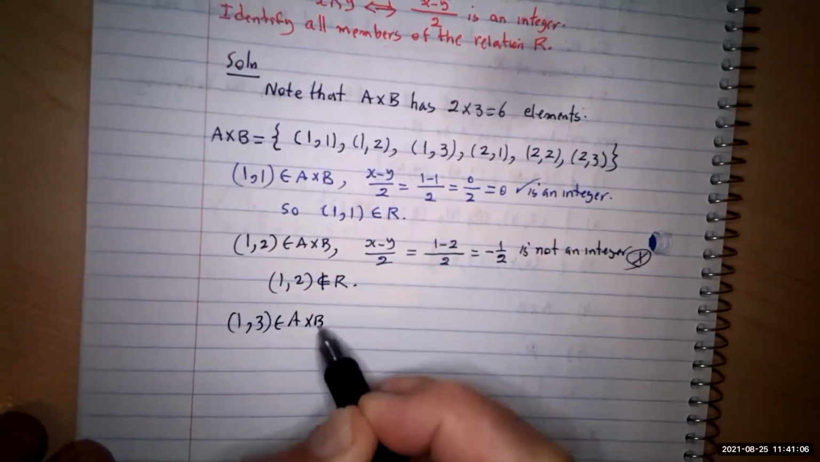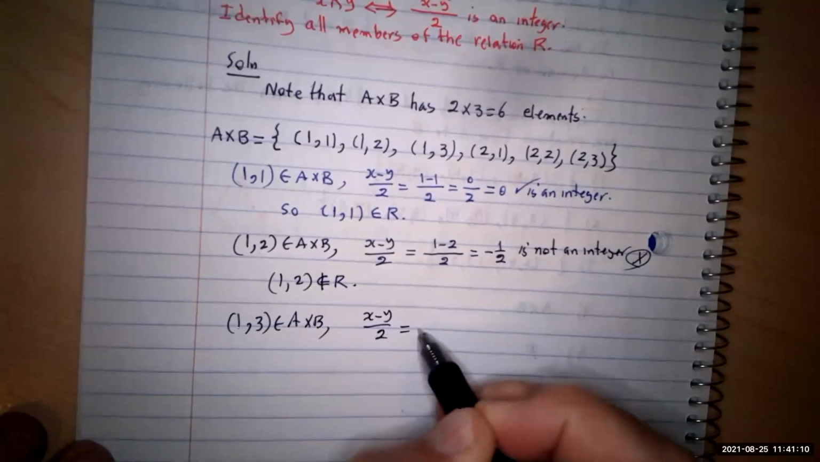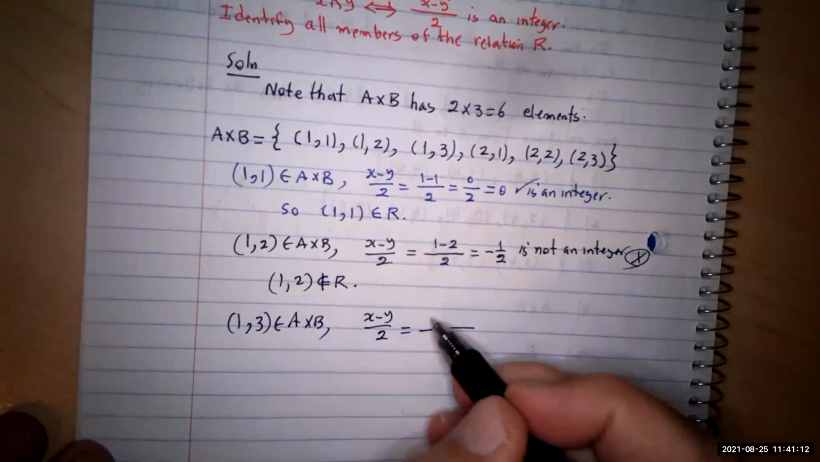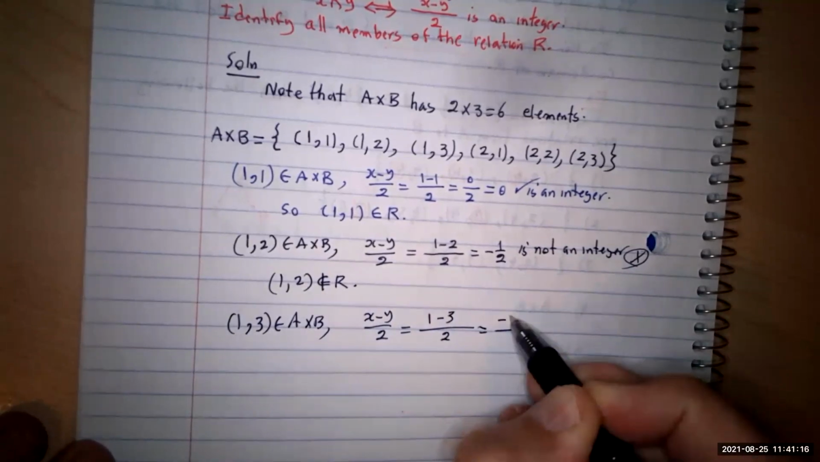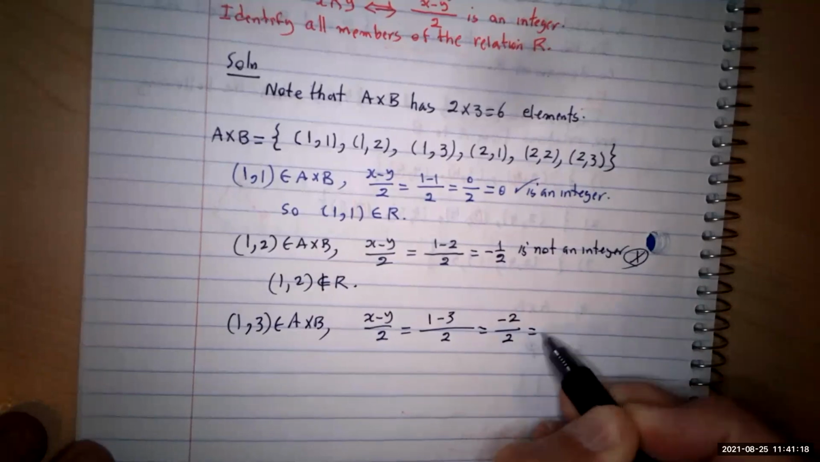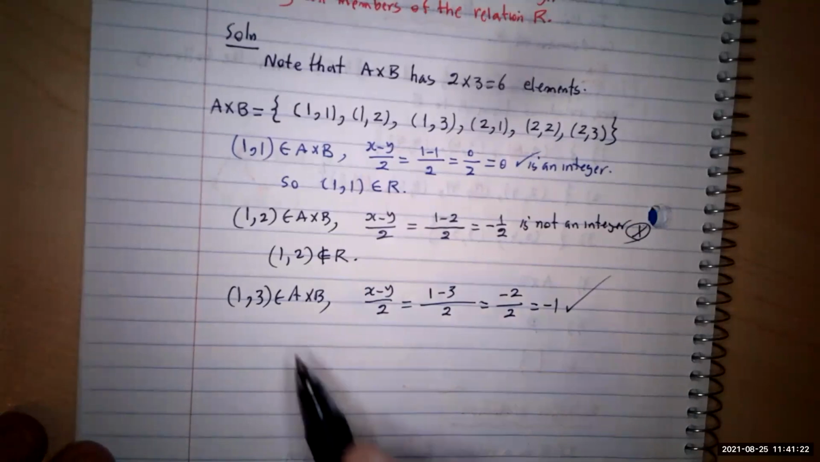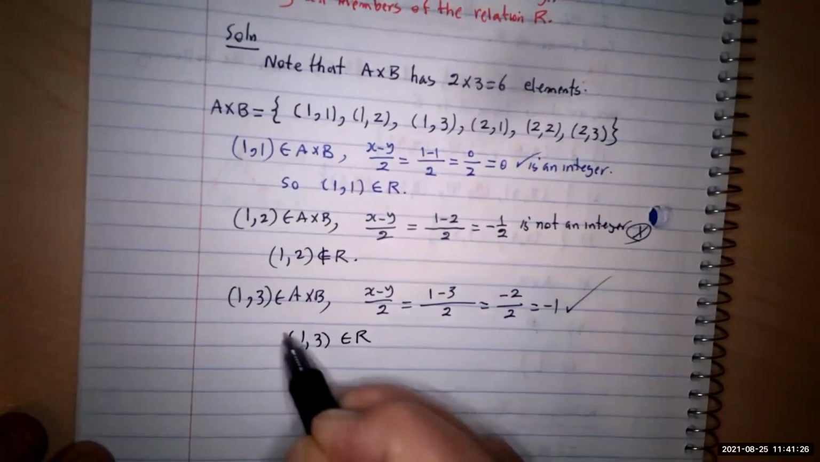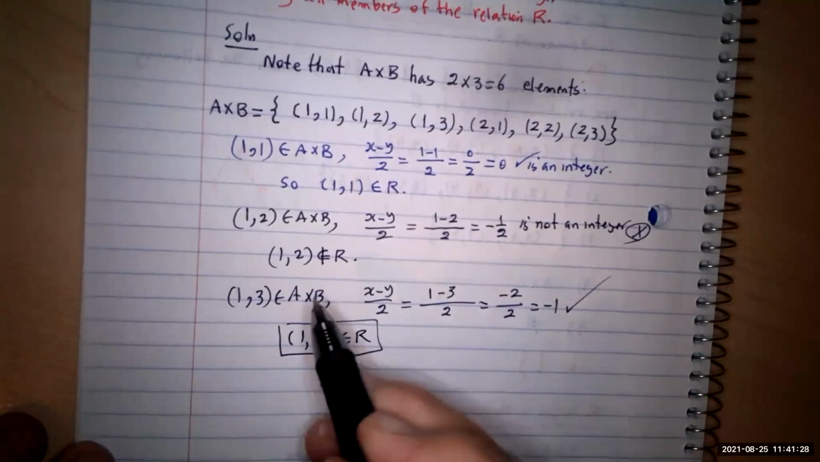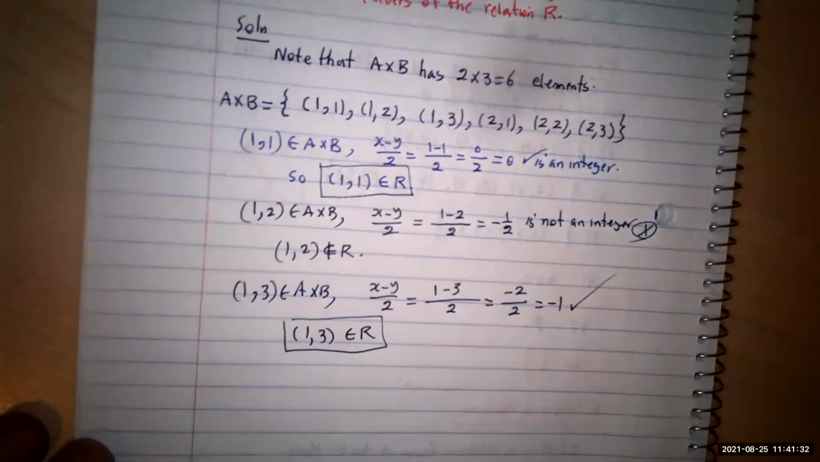(1, 3). Then you have (x minus y) over 2. So your x is 1, y is 3, over 2. That gives you negative 2 over 2, which is negative 1. So that's a good one. It's an integer, so this means (1, 3) is also in R. So far you have 2 members of R.